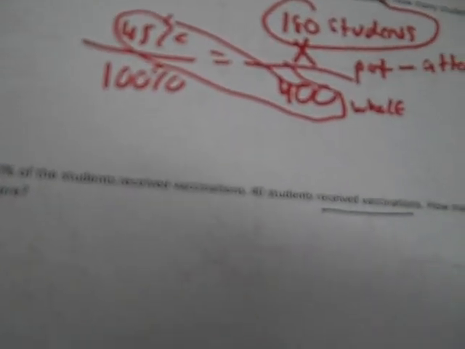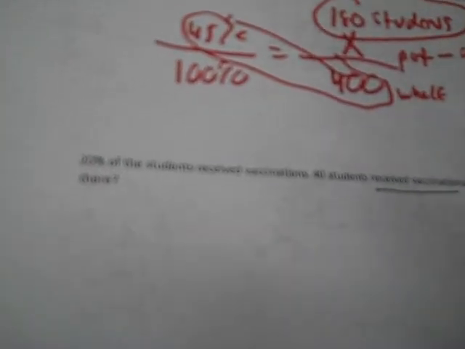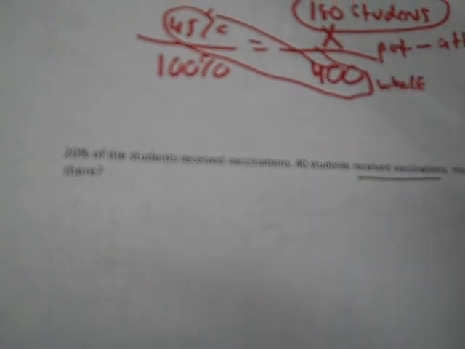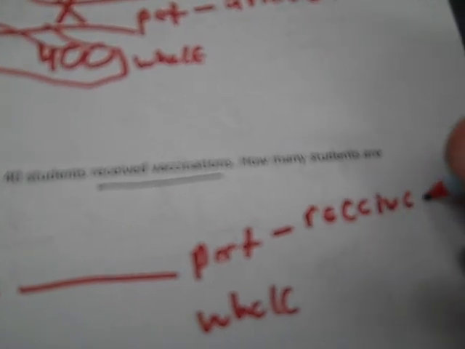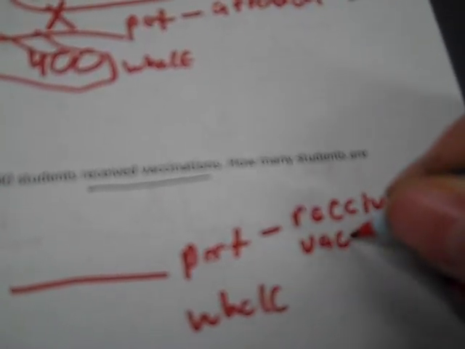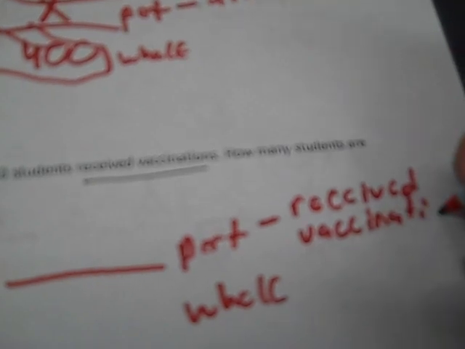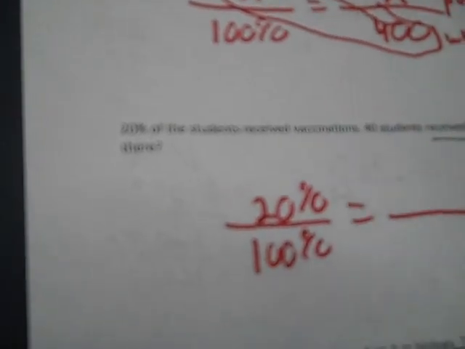Okay, 20% of the students receive vaccinations. 40 students receive vaccinations. How many students are there? Okay, so again, no word that indicates plus or minus, so I just use my part over whole. Okay, the part are those that received vaccinations. Okay, now I use 100% there and 20% here.